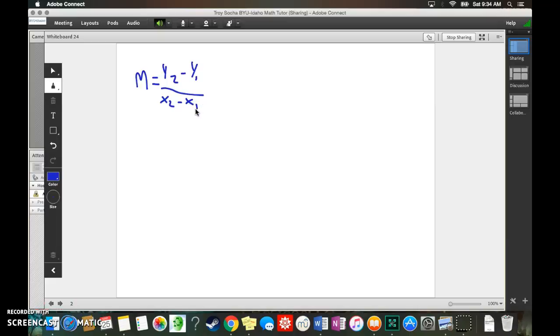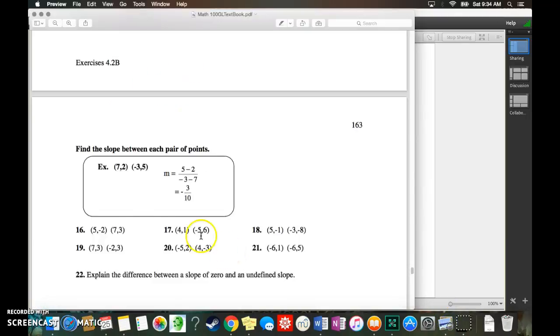So this is important because the order matters. So you have y2 minus y1, x2 minus x1. You have to make sure that your 2's are first and your 1's are second, or you're going to get the wrong answer. Now, usually when you see a question like this, you're given a pair of points. Let's just take this one.